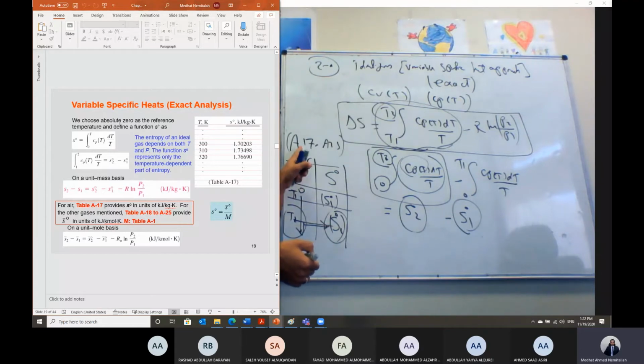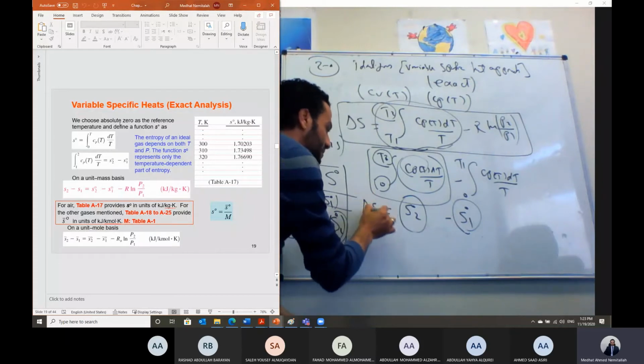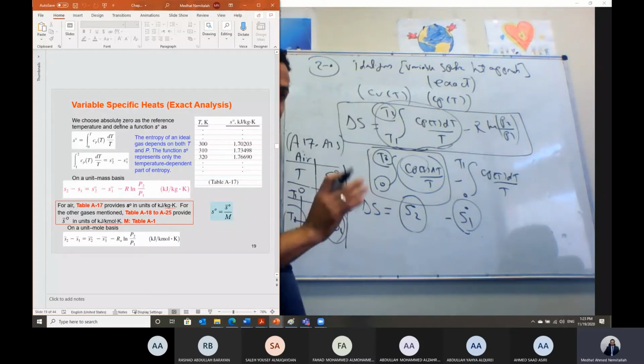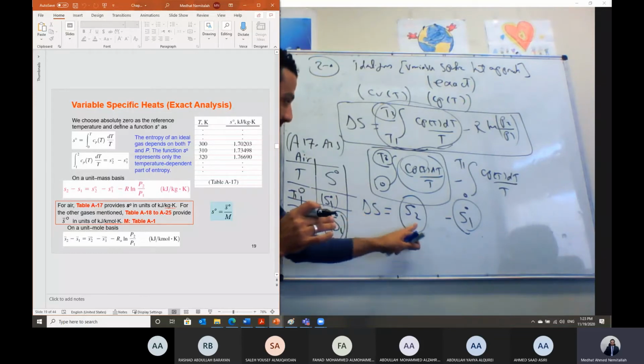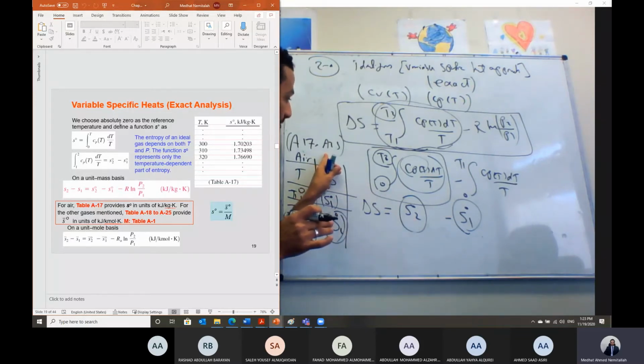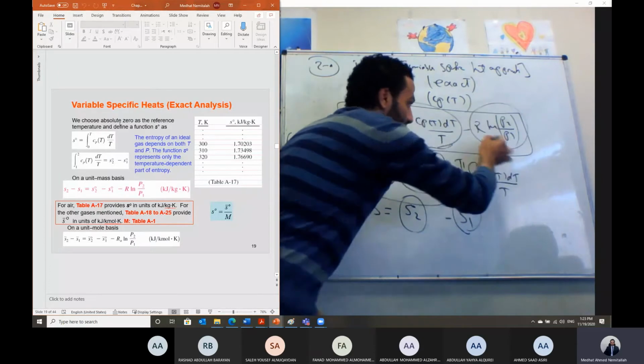If the working fluid is air, I will be using table A17. If it is another working fluid, then I will be searching from table A17 to A25. I will locate the table, and at the given temperatures, we can get s°2 minus s°1. And this is the delta S. But be careful. Usually in your exam, just to say delta S, go to the table, A17 to A25, get s°2 and s°1 at the given temperatures, and this is delta S. And you just forget about this term.